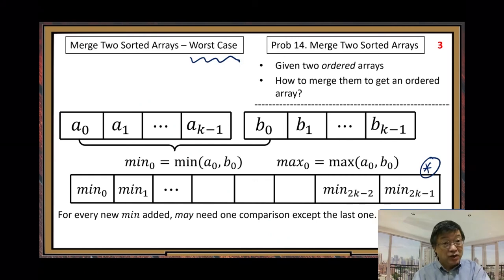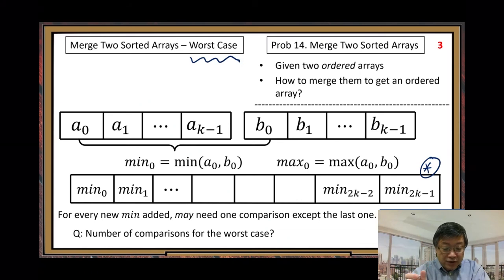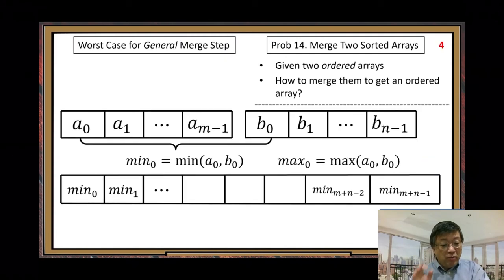So we can get the number of comparisons for the worst case. You can see it is the total number of elements minus 1, because before the last one, each element corresponds to one comparison, right? So the total number of comparisons equals the total number of elements from both arrays minus 1. So you can see the answer is 2k minus 1.